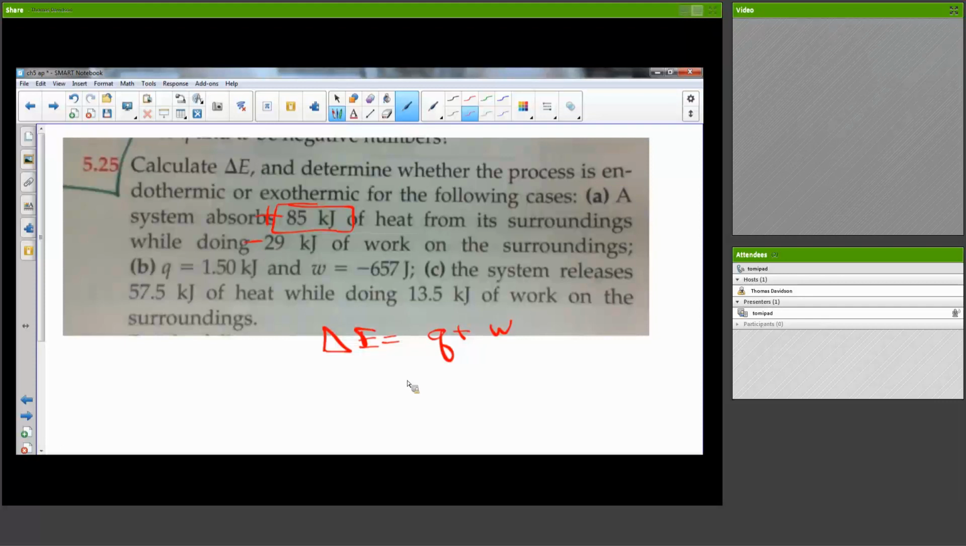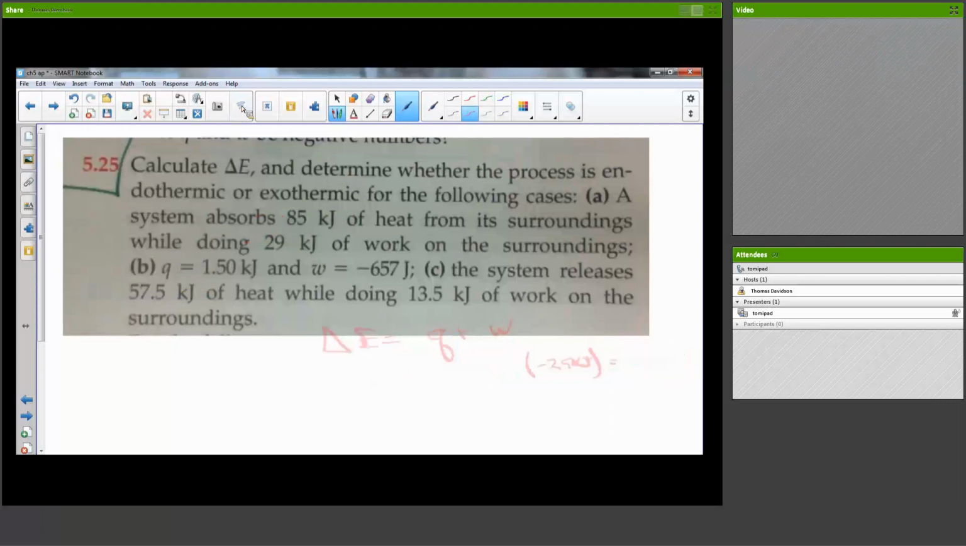So we have 85, and you don't have to put the plus, but I'm going to for emphasis. Kilojoules, I would write the unit because sometimes they mess up the units, just like in part B. And you add negative 29 kilojoules to that. And really you're just subtracting, so you end up with 56 kilojoules, right? Who had that one right? Raise your hand. Okay. Not that bad, right?